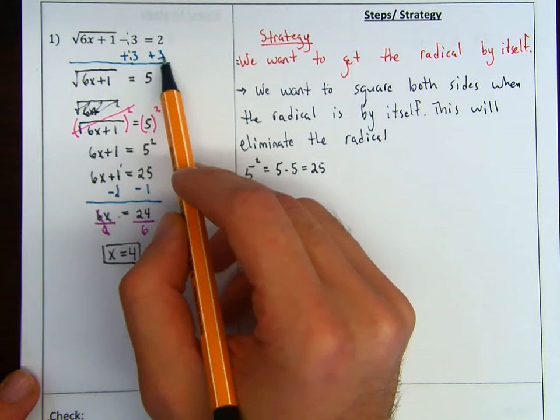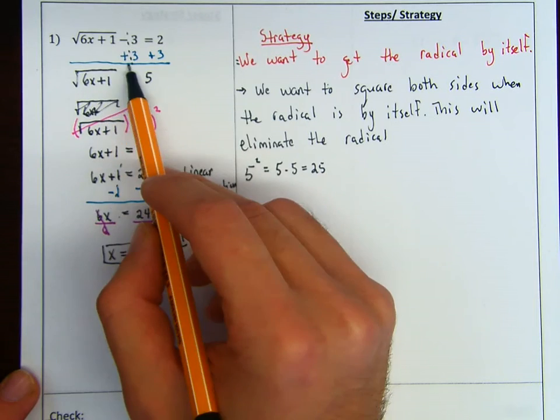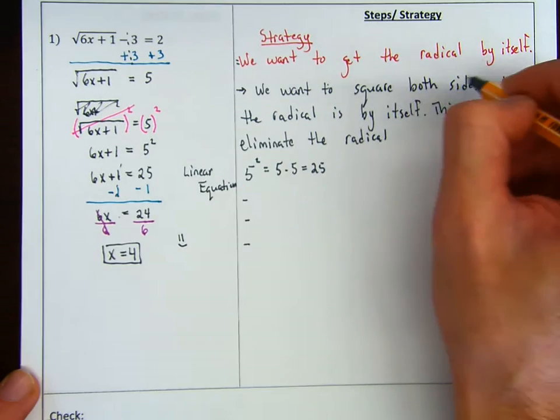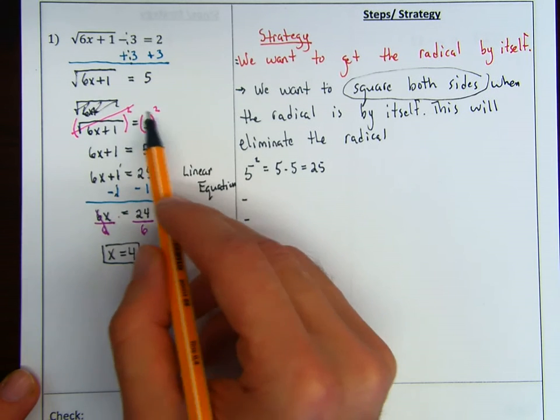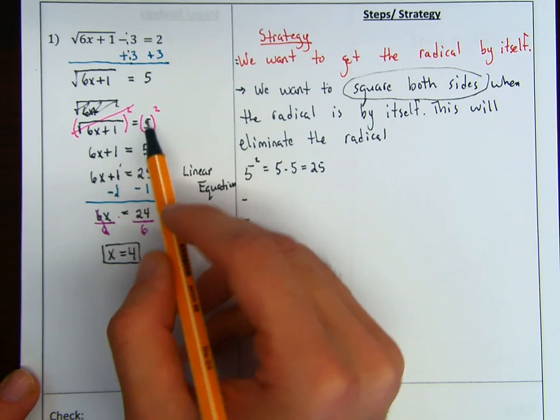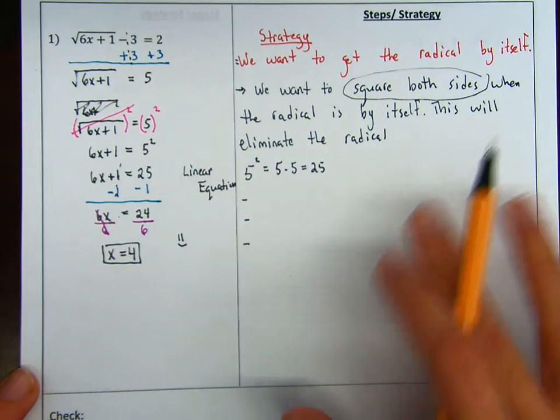We added 3 on both sides. And why do you want to get this radical by itself? So we can square both sides, or raise it to the power of 2. And then once we raise it to the power of 2, this cancels. And now we just have a linear equation and we solve.